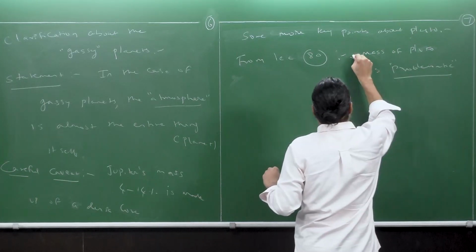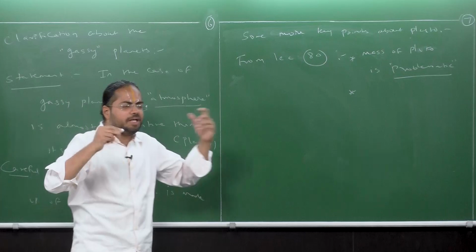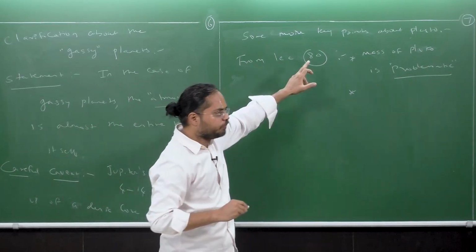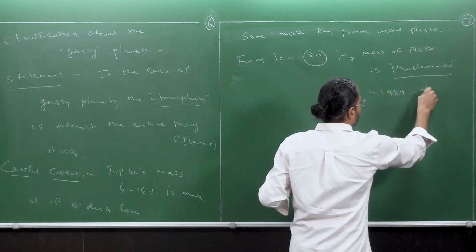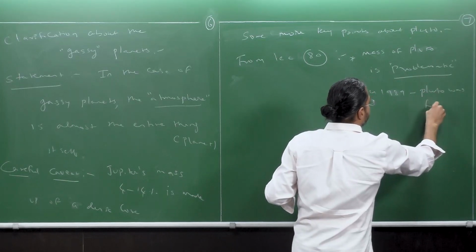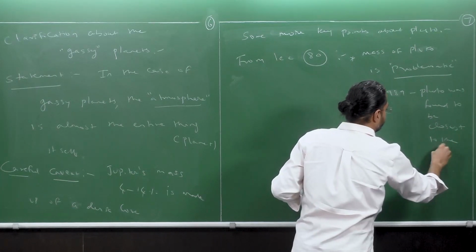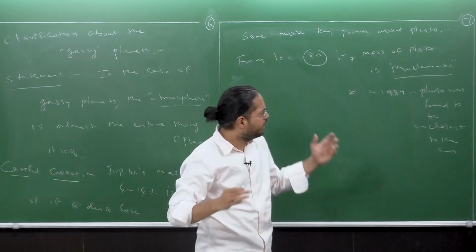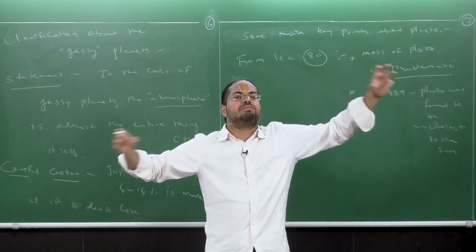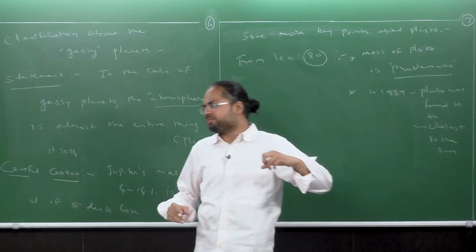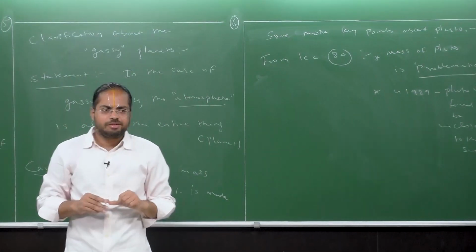Well, problematic in what sense? I'll tell you. Now, it was around 1989. Around 1989, astronomical observations were made on Pluto. Around 1989, Pluto was found to be, approximately, closest to the sun. Therefore, the temperature of Pluto should have been higher, in the sense that the amount of solar radiation received by Pluto would have been maximal. So it would have had enough energy to sustain the atmospheric cover. Okay, so that is the logic.